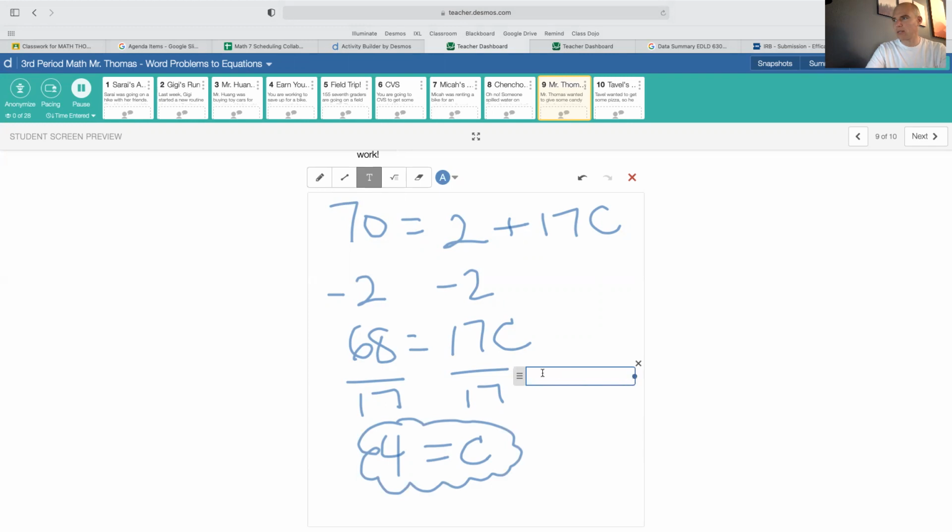And we're going to write a little conclusion. It says each student got 17 pieces of candy. Boom. All right, last one.